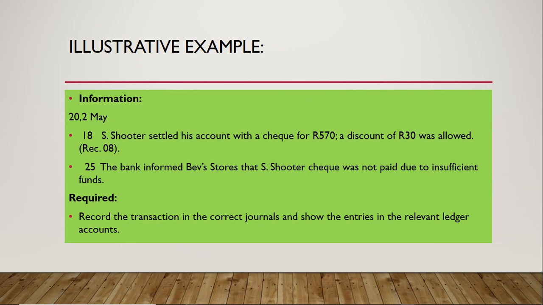Illustrative example 20.2. On the 18th of May, A S Shooter settled his account with a check for 570. A discount of 30 rand was allowed, and we issued receipt number 8. So basically, A S Shooter paid us 570, but you can tell that A S Shooter actually owed us 600 rand. Okay, but he paid 570 because we gave him a discount of 30 rand.